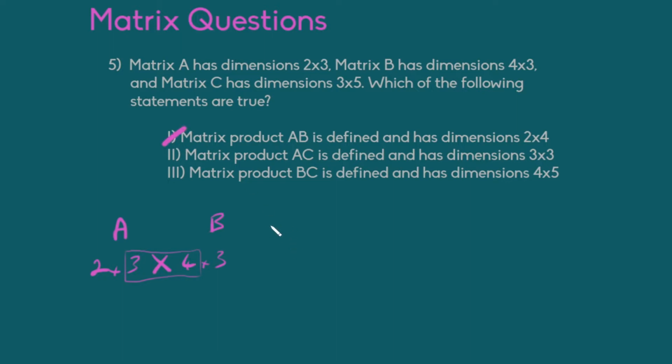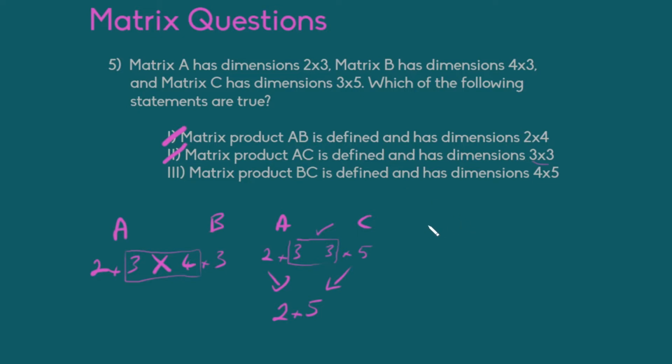For statement 2, we would want to have matrix A and C next to each other, and compare their dimensions. We have 2 times 3 for matrix A, 3 times 5 for matrix C. The number in the middle is 3, so that's the same, so this matrix product is going to be defined. But what are the resulting dimensions? That's going to be the outside numbers, and that should really be 2 by 5, not a 3 by 3. And so statement 2, although the matrix is defined, is also incorrect.